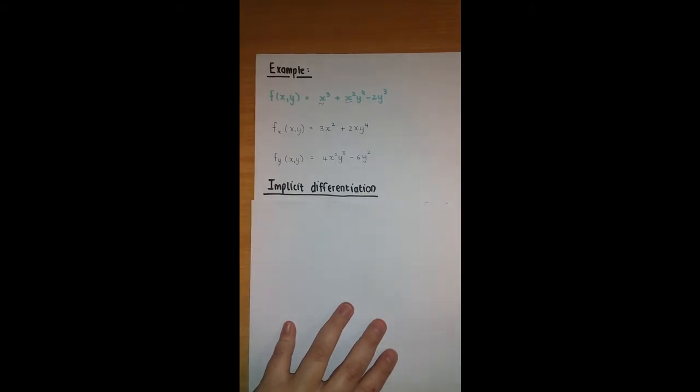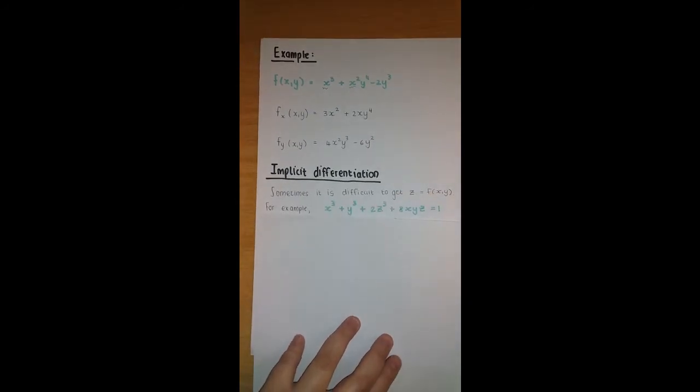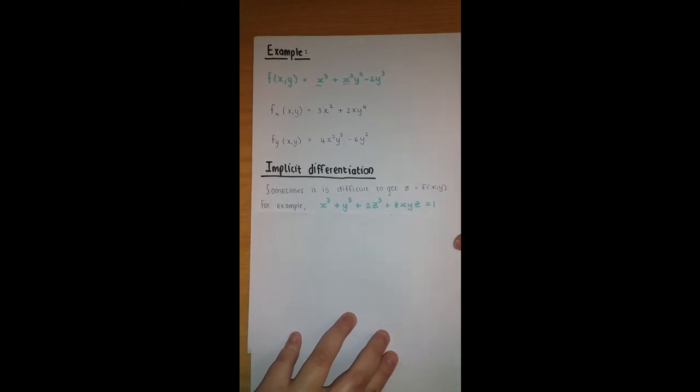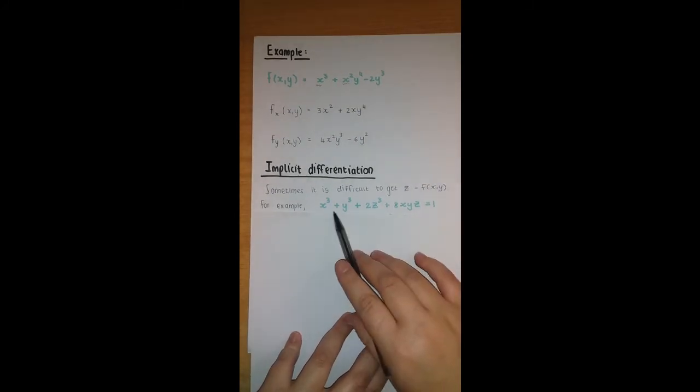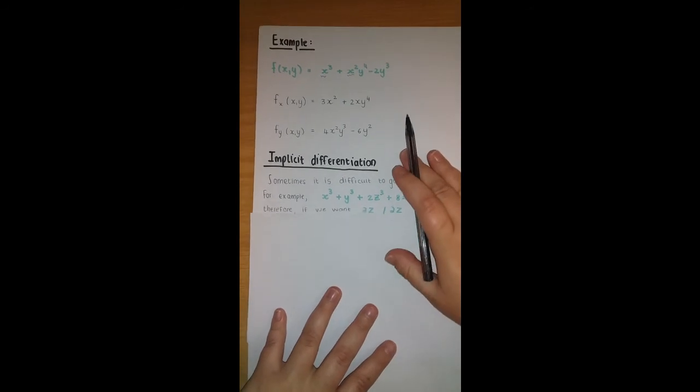But let's say you want to partially derive towards one of your independent variables, but you can't seem to get your dependent variable on one side. Then you would have to do implicit differentiation. So for an example, let's say we have x cubed plus y cubed plus 2z cubed plus 8xyz is equal to 1. It is pretty clear to see with the orders of z, it is not going to be possible to get z on one side and x and y on the other side. So then we apply implicit differentiation.